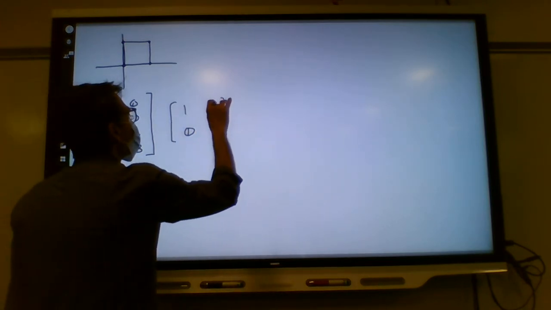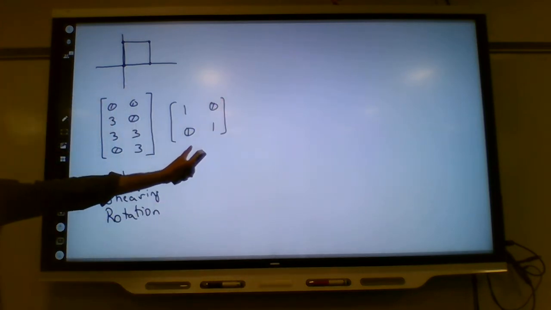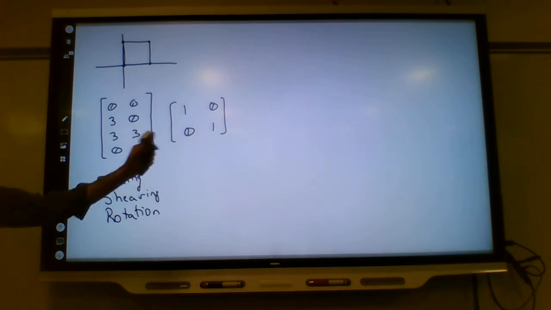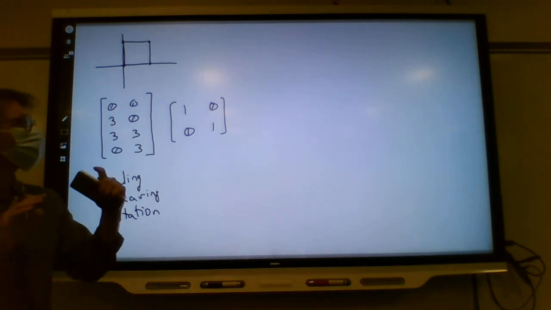All right, and so we looked at different examples to see what happens in different ways. What happens if we multiply by that matrix right there? Stays the same, right? The identity matrix, nothing changes. Rotation, how do we do, say, a 90-degree rotation, a positive 90-degree rotation?